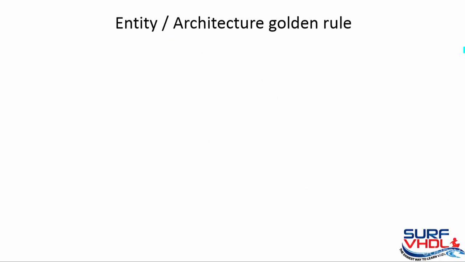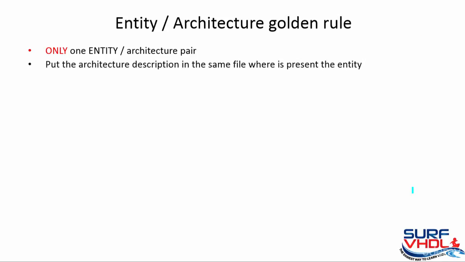Now, let's see a few golden rules for entity architecture pair implementation. It is not mandatory to follow these simple rules, but they are good design rules generally followed by hardware designers. The first one is to use only one architecture per entity. As seen before, you can use more than one architecture per entity, but doing this, the VHDL code could be difficult to understand. Write the architecture description code in the same file where you write the entity definition.